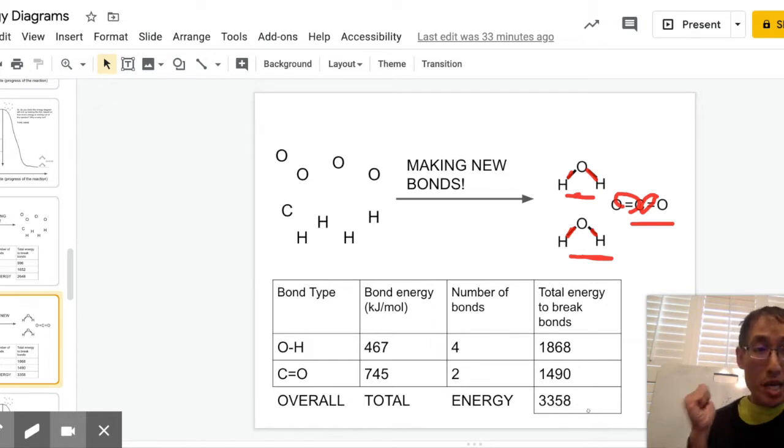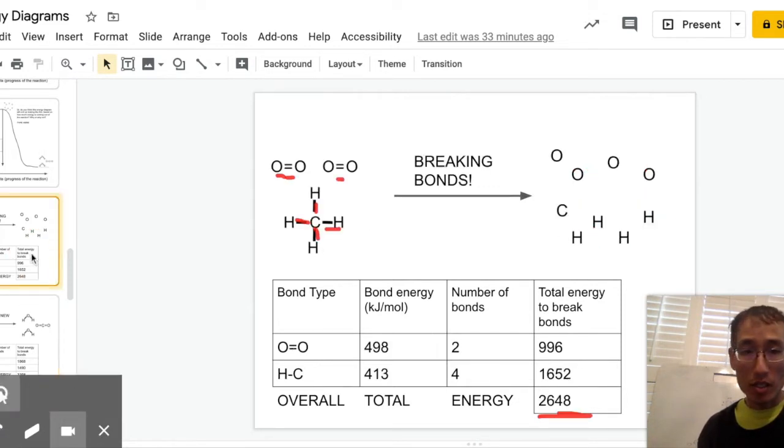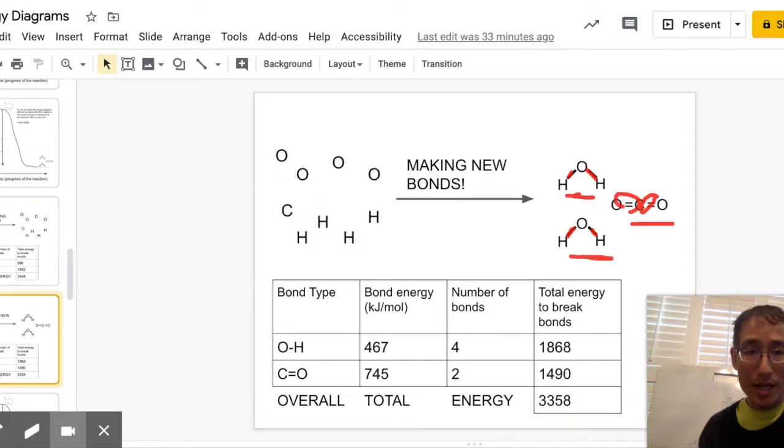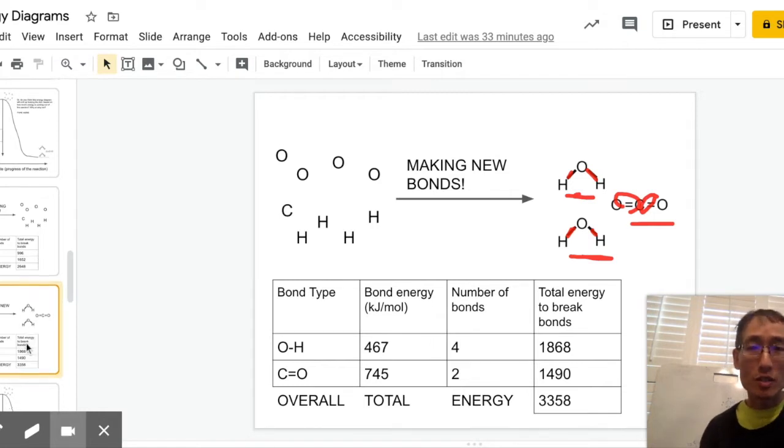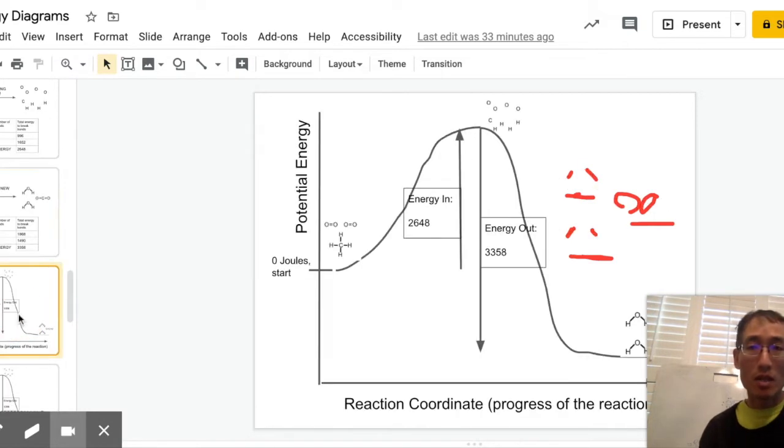That is a bigger amount than the other one. So remember, previously we had 2,648. This one, 3,358. So the actual numbers don't matter so much, except just how big the numbers are. The first number, energy going in, it's kind of small. Energy coming out, much bigger. Okay, so what does that look like in terms of an energy diagram?